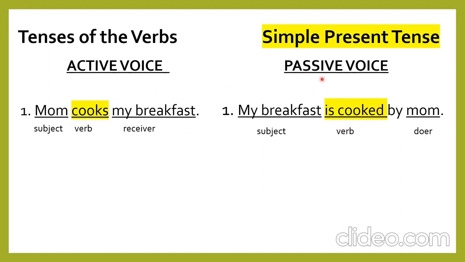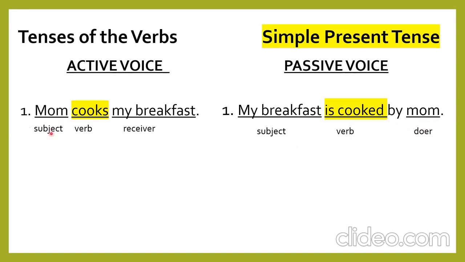Just like what I have shown you, you have to add an auxiliary verb in forming a passive voice. So the auxiliary verb is "is" because the subject, breakfast, is singular. My breakfast is cooked. From cooks, it became cooked because cooked is the past participle of cooks. I hope you got it. And then by mom. The preposition by here introduces the doer of the action, mom. Mom is the doer of the action in this sentence.